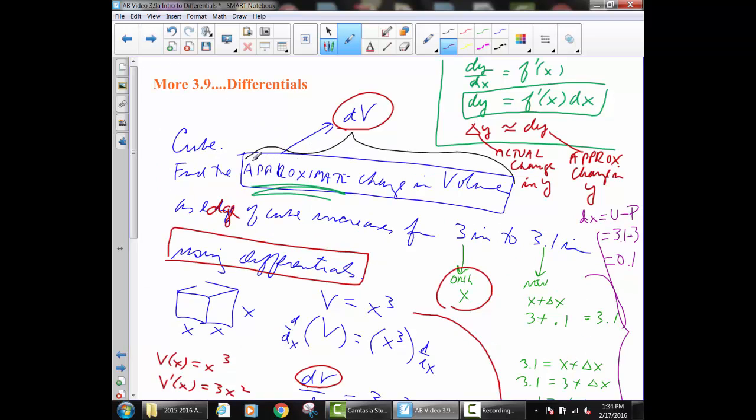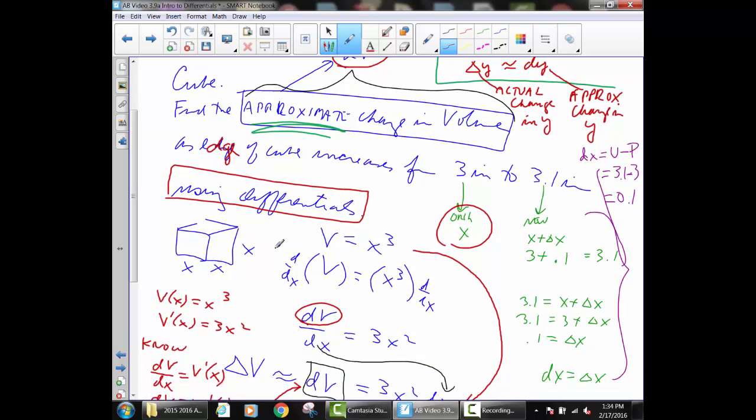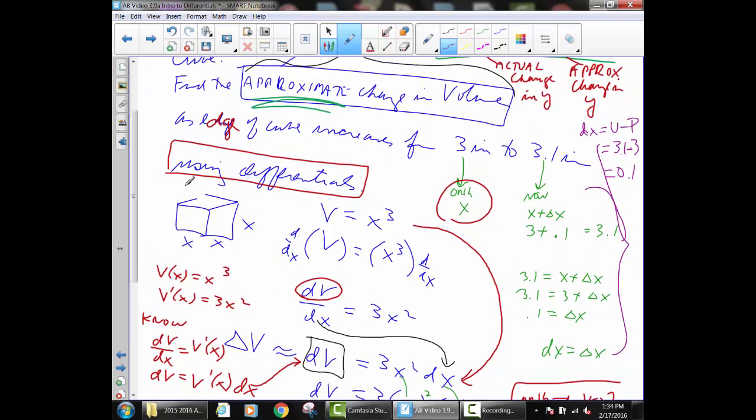Here's where it might say you have a cube. Find the approximate change in volume as the edge of the cube increases from 3 to 3.1 inches using differentials. So draw a picture. We have a cube. All the sides measure the same thing. The volume of the cube is x cubed. By the way, when it says find the approximate change in the volume, that means find dv. It means find the differential of v.